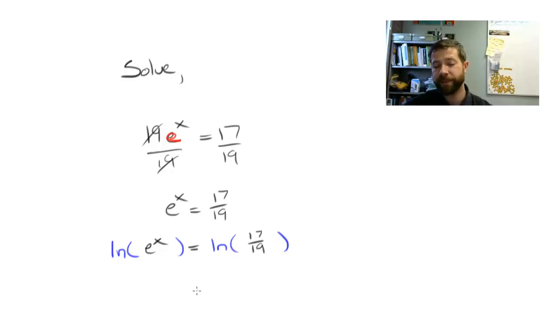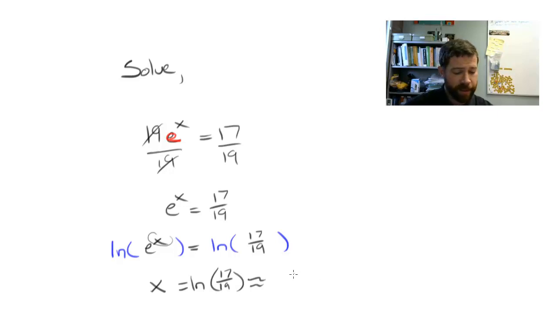The reason for using the natural log in this case is that on the left-hand side, this is the log base e of e to the x. The result of that, if you think back to that beginning description of the property of logarithms, is just x, because the output is just that exponent right there. That only works because I'm using the natural log. I get x equals the natural log of 17/19, which I've approximated here on my calculator, and I get negative 0.111.